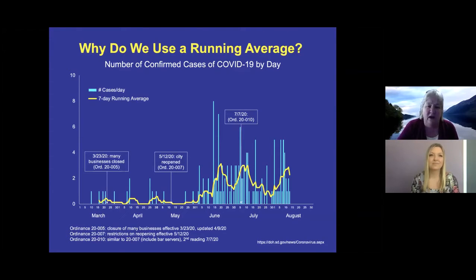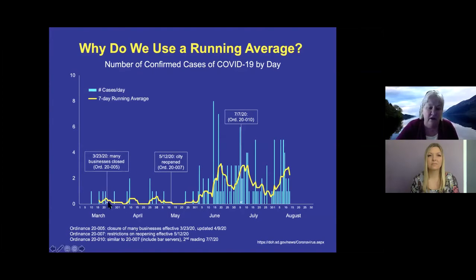It is a slide of the number of confirmed cases of COVID by day. And each of these blue bars tells you how many cases there were. So on this day, back say about June 14th, there were 8 cases reported in Brookings. You can see it's bouncing pretty much all over. We have a lot of days where there might be 1, a couple days where there's higher numbers. And it's hard to get a feel for what's happening with that data.